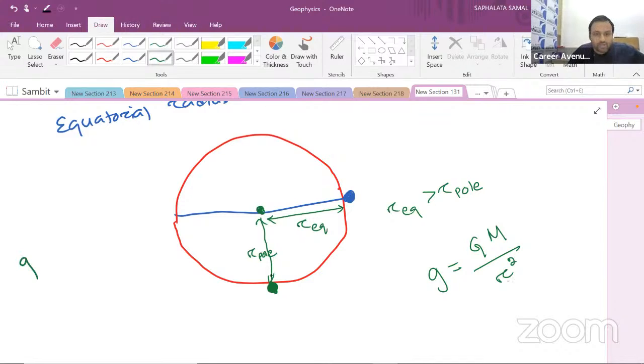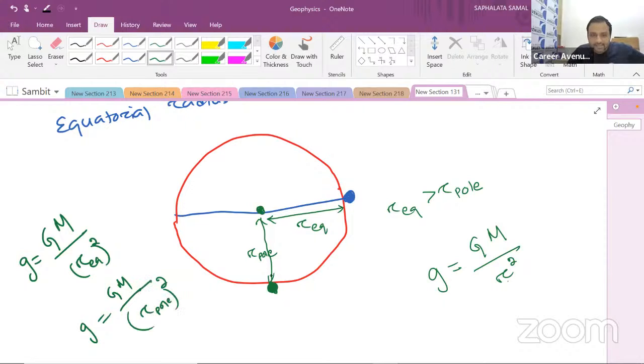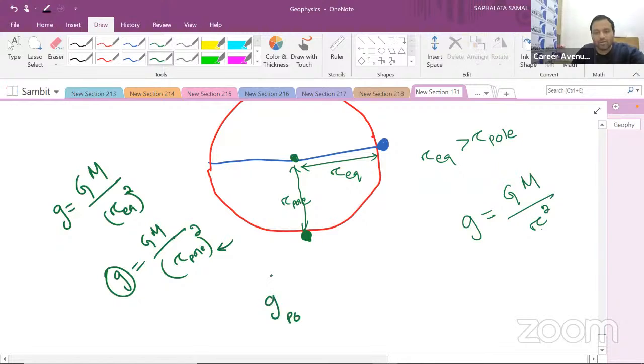At the equator, it will be equal to G M by R equator square. And at the pole, it will be equal to G M by R pole square. Which is less? Pole radius is less. If this is less, gravity at the pole will be more, no? Because it is inversely proportional. So g at the pole is more than g at the equator.